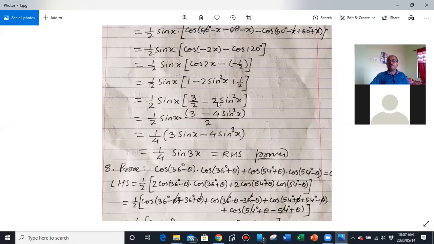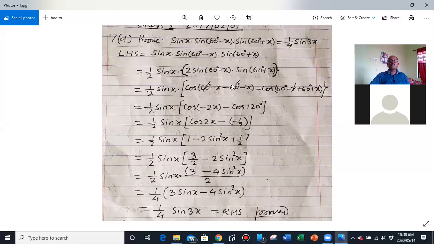Now take LCM here. 2 is LCM, so 3 minus 4 sin square x over 2. Now this 2 and this 2 will become 1 by 4. Now multiply sin x inside this bracket. 3 into sin x, 3 sin x minus 4 into sin x into sin square x is 4 sin cube x. Now this bracket is a formula. 3 sin x minus 4 sin cube x is equal to sin 3x. So we have got RHS, 1 by 4 sin 3x.